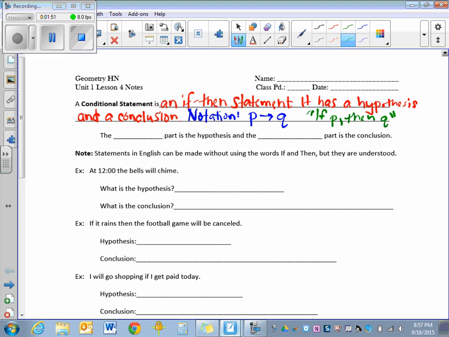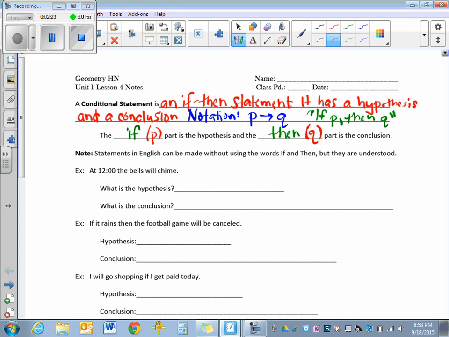Alright, so the if part is the hypothesis. And again, when we're looking at our notation, that's the P. And the then part is the conclusion. And again, when we look at the notation, we're talking about Q here. So when we have a conditional statement, that first part that comes after if is the hypothesis, and the part that comes after then is the conclusion.